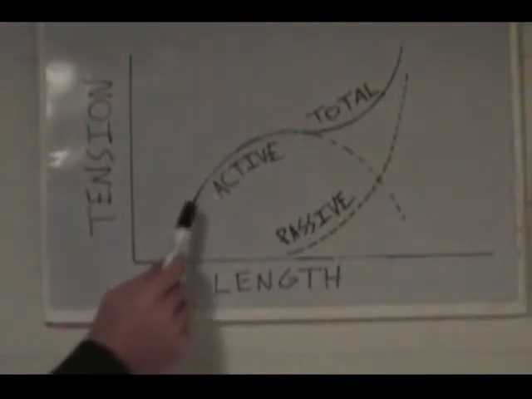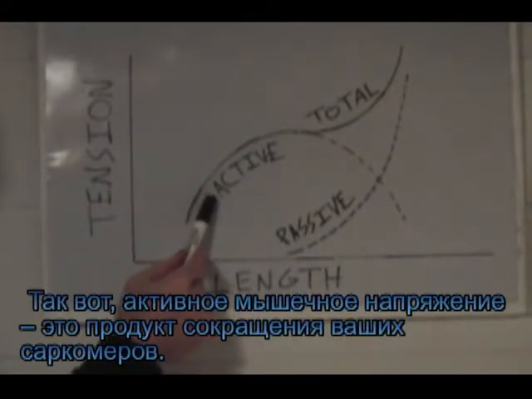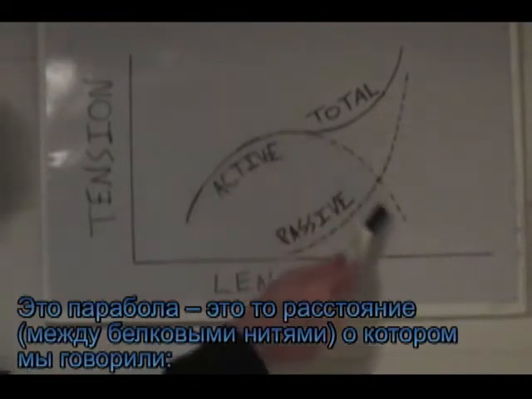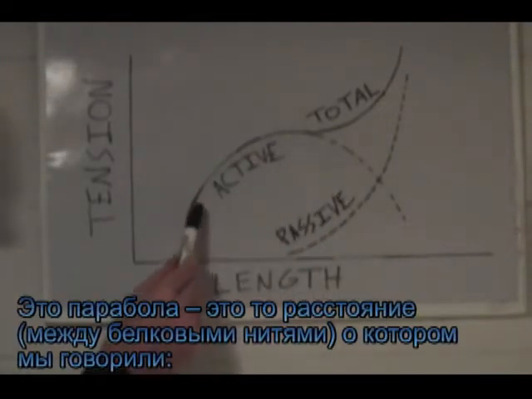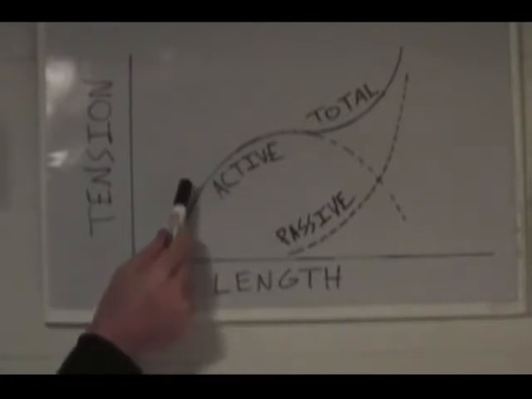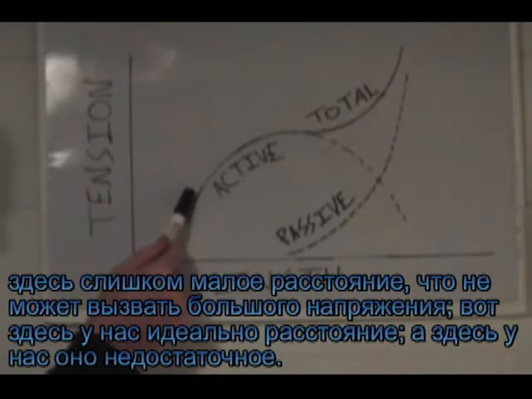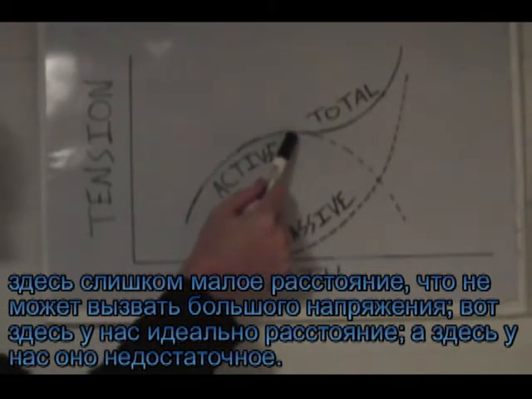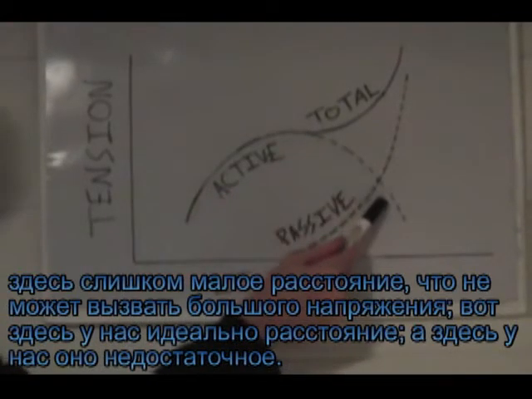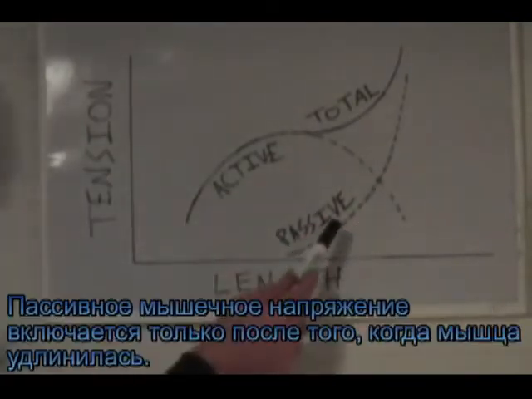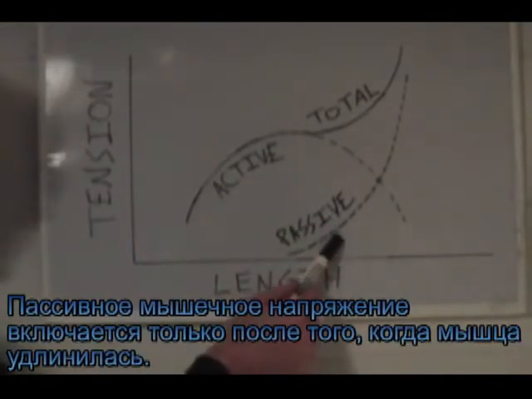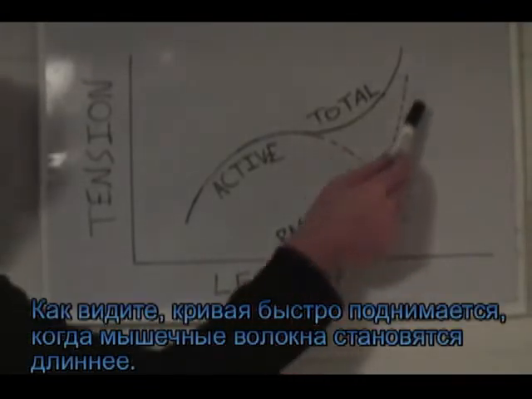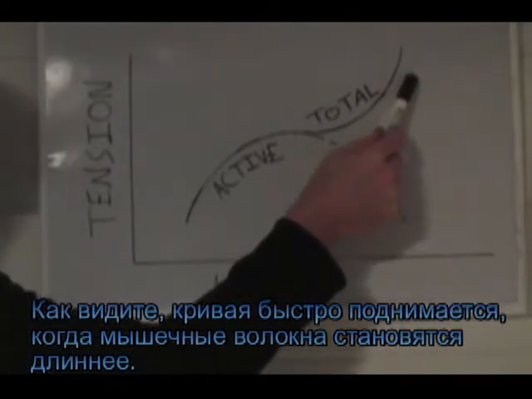So your active muscle tension is a product of your sarcomeres contracting. And that's this parabola right here. That's a product of that overlap we talked about. Over here, we can't get very much tension because there's too much overlap. Up here, we have the ideal amount of overlap, and over here we don't have enough. Then your passive tension only kicks in after the muscle is lengthened. And you see it curves up really quickly as those tissues get longer.